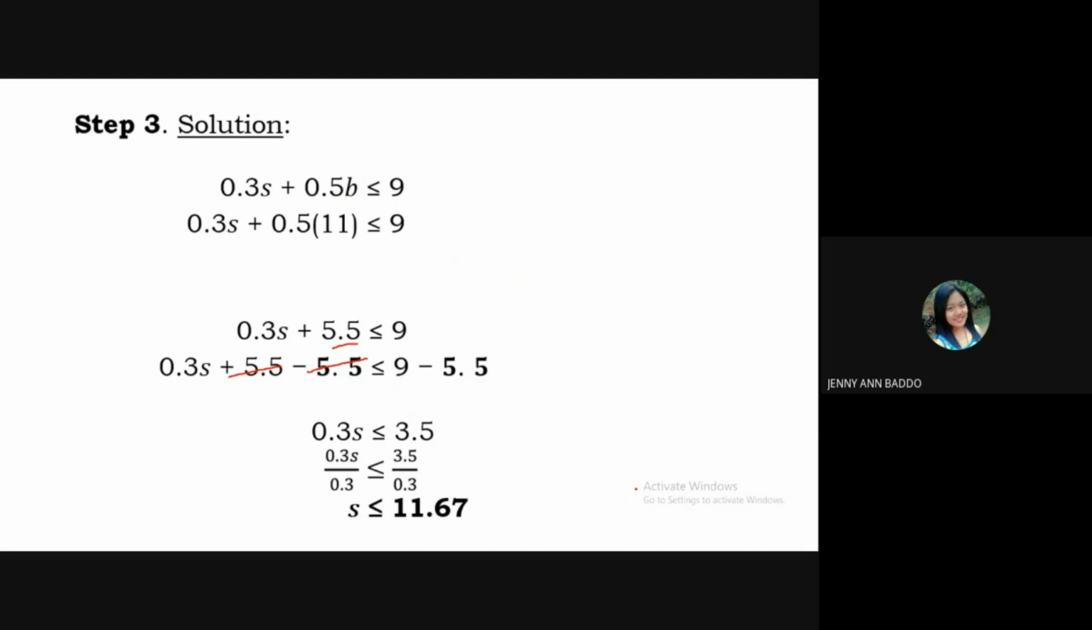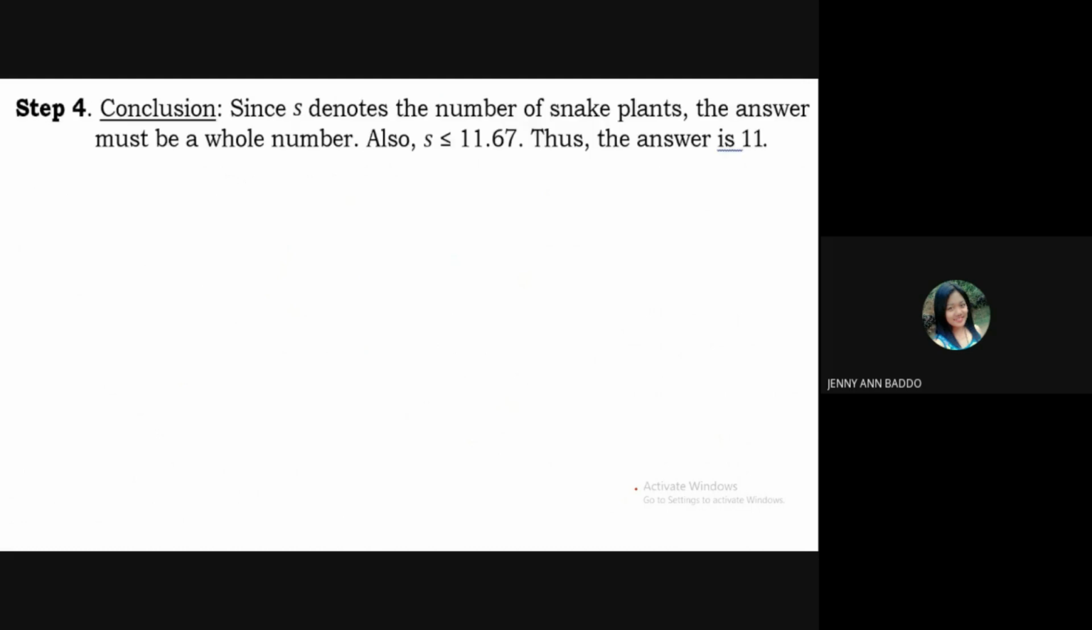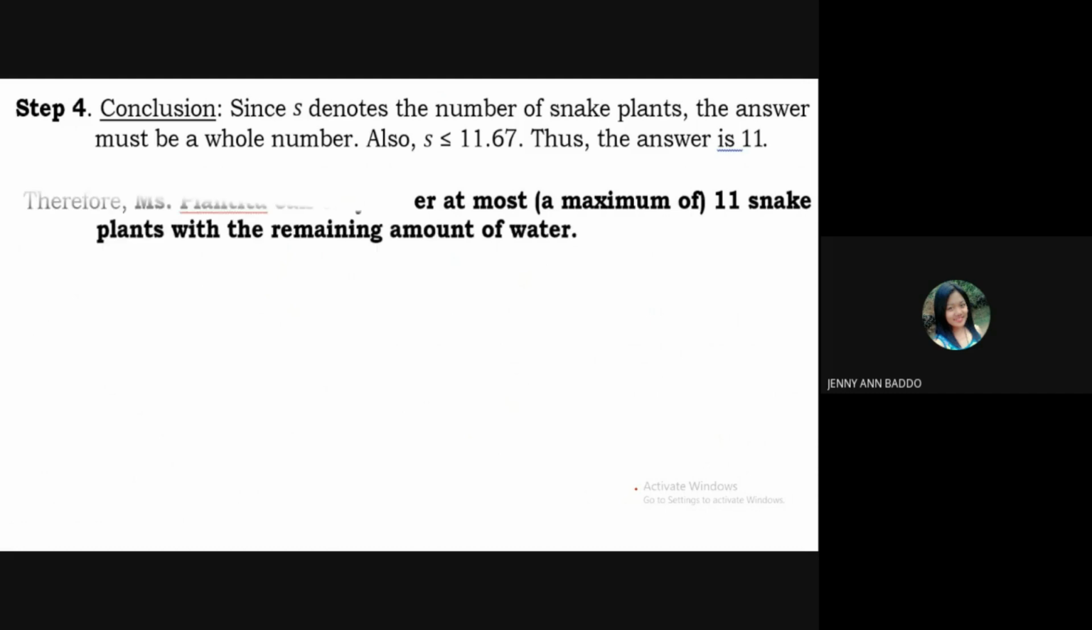11.67. So since S is less than or equal to 11.67, the answer is 11. 12 does not satisfy the given inequality. Therefore, Miss Plantita can only water at most a maximum of 11 snake plants with the remaining amount of water.